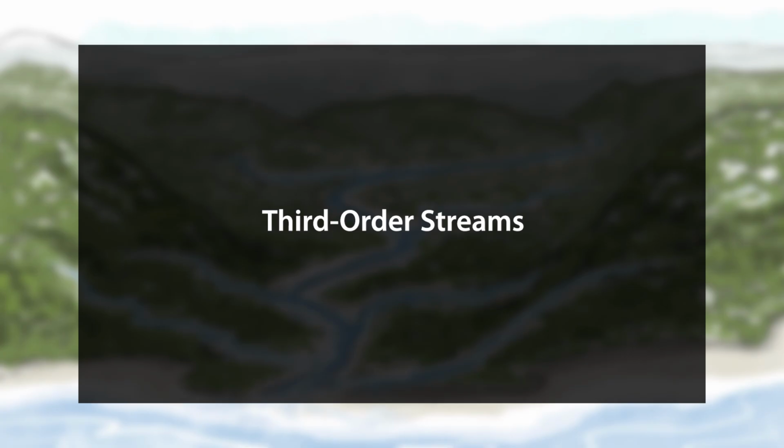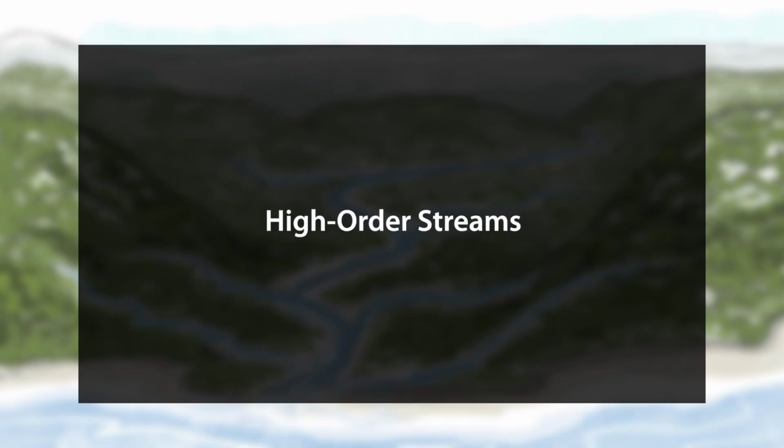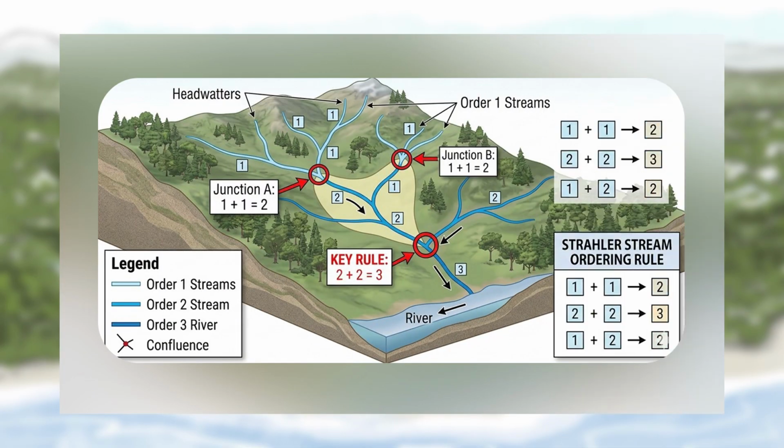The third order stream: a stream segment becomes third order when two or more second order streams join. It can also receive tributaries from first and second order streams, but its order does not increase unless it receives a tributary of the same order. Higher order streams: in general a stream segment's order increases to the next whole number n only when it is joined by another stream segment of the same order. For example, two third order streams joining form a fourth order stream.